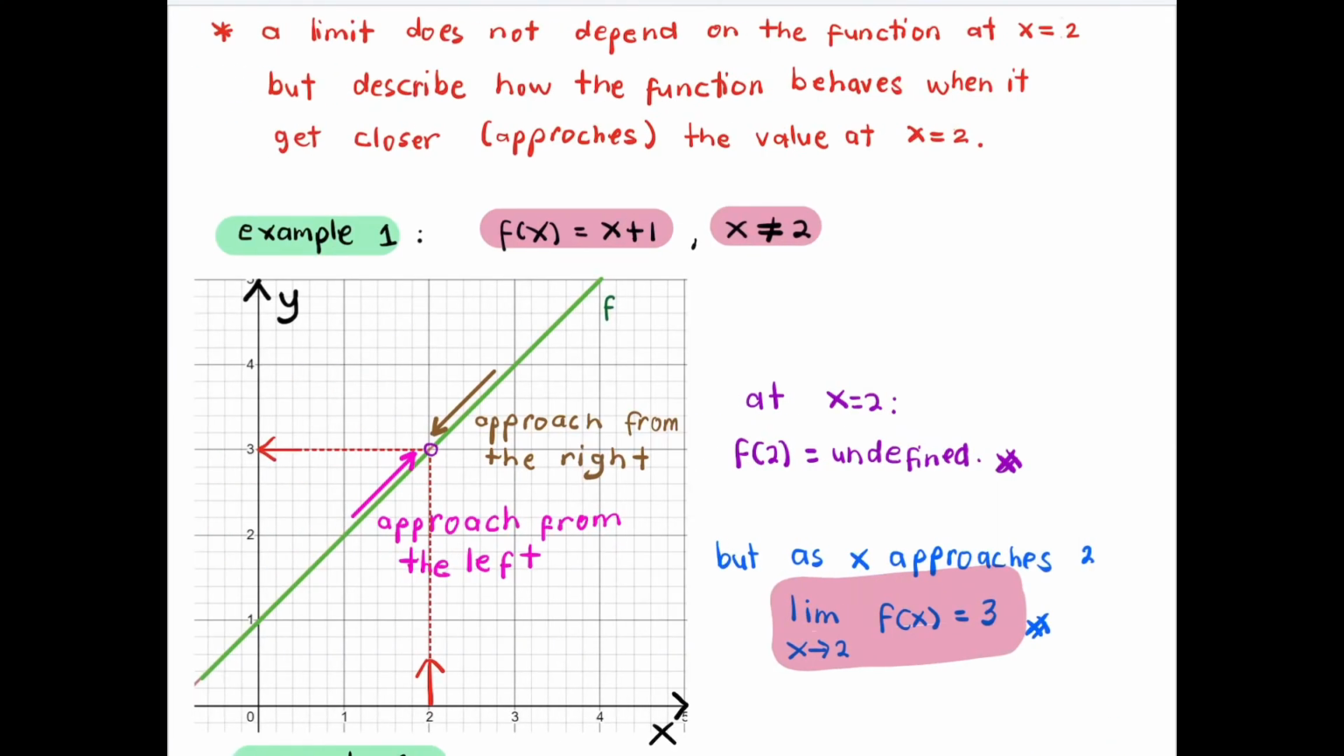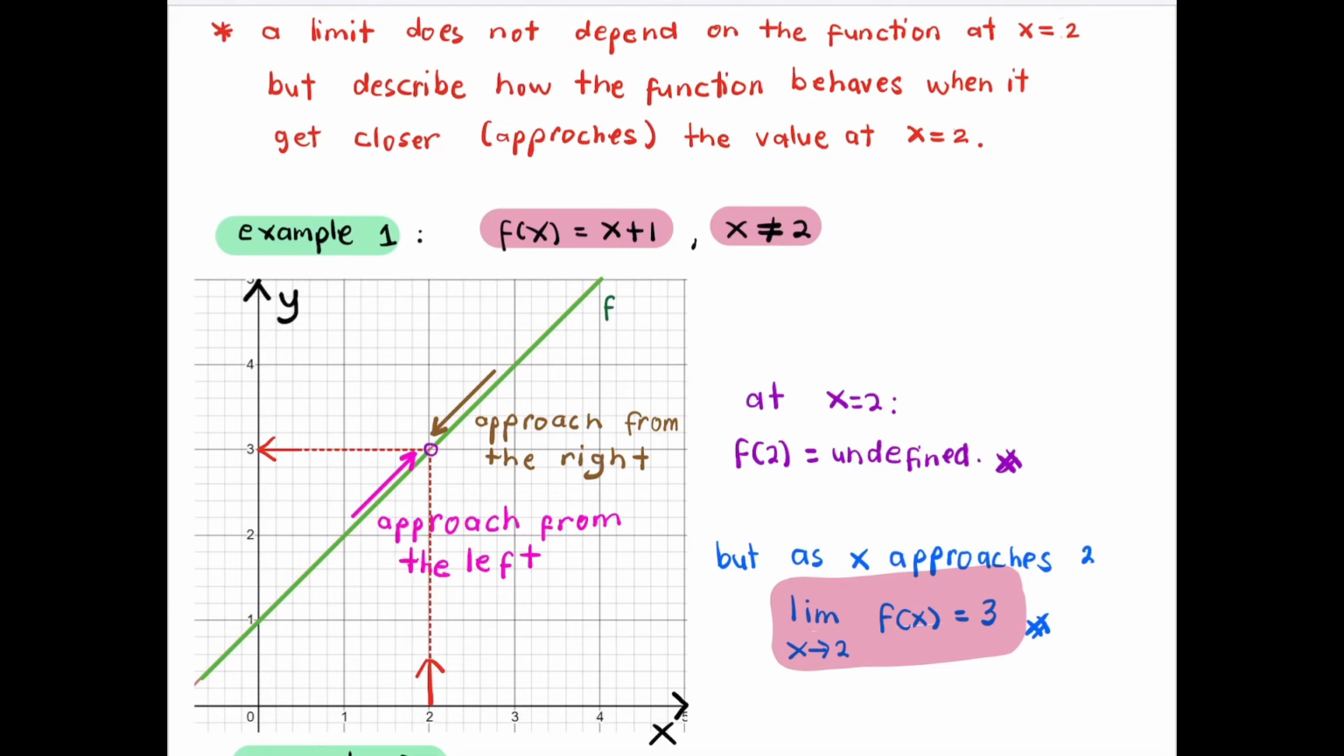Next, let's see example 1. For example 1, you have a function f(x) equal to x plus 1, but your x cannot be equal to 2. So we can see here that you have a straight line, but you have a hole at x equal to 2. From this example, we want to show that a limit does not depend on the function at x equal to 2. It does not depend exactly at this point, but it describes how the function behaves as x gets closer, approaching 2.